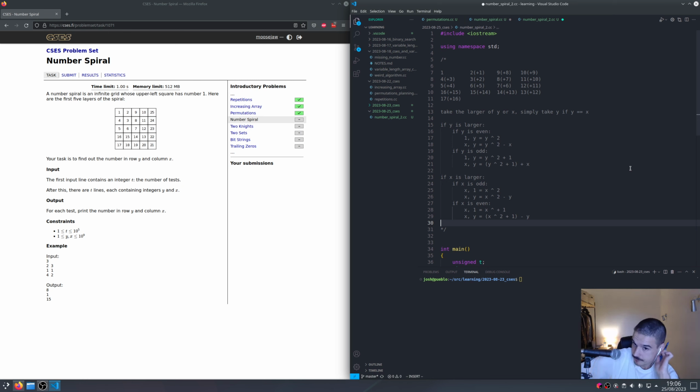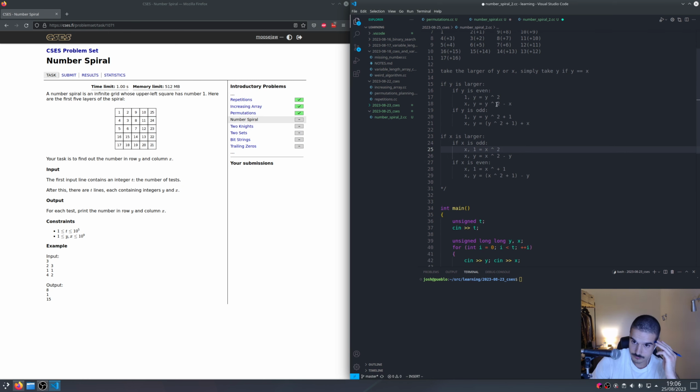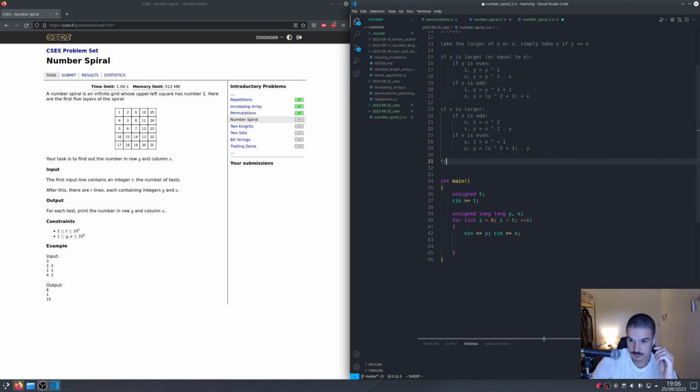I think there's obviously some optimization that can be made here to make it a bit more agnostic as to whether we've picked x or y. But to be honest, I think we can probably just type this out. I'm more just happy that I've actually got some kind of solution.